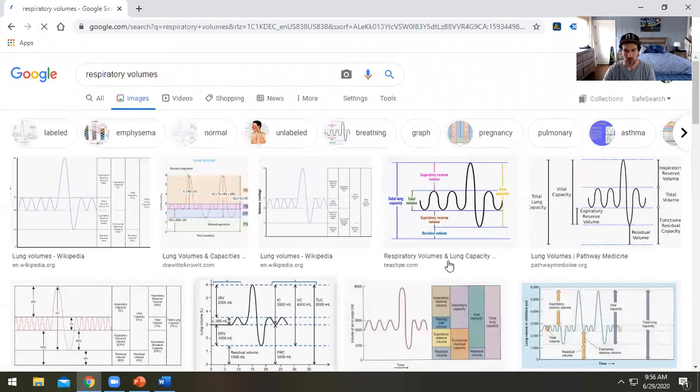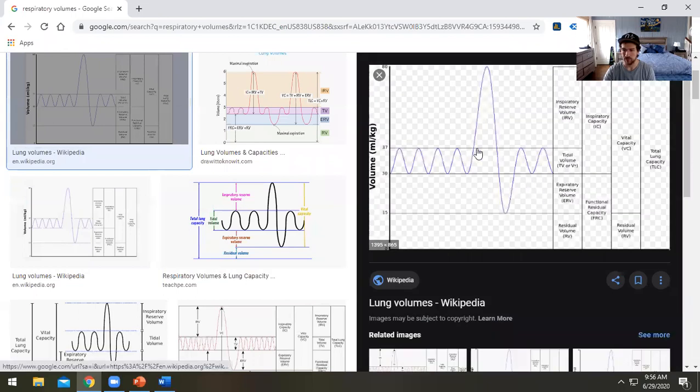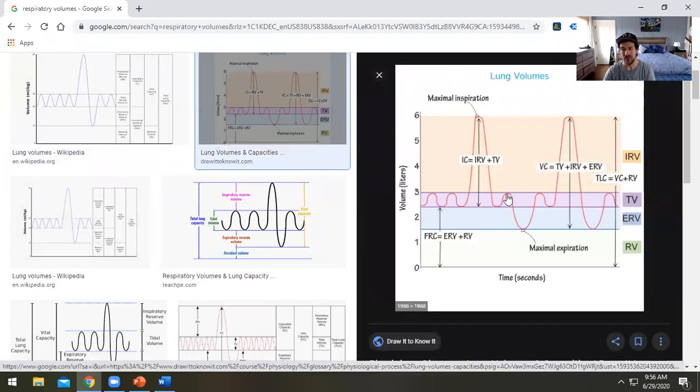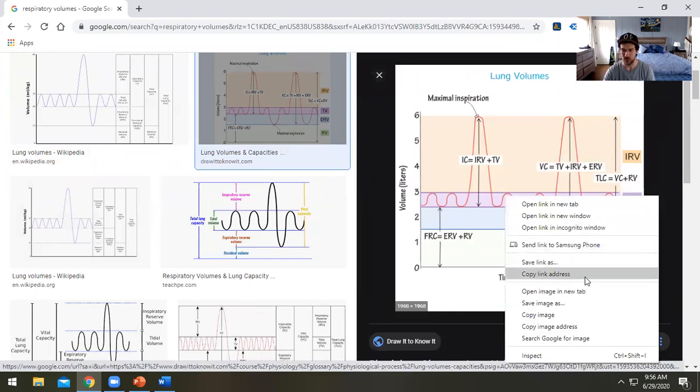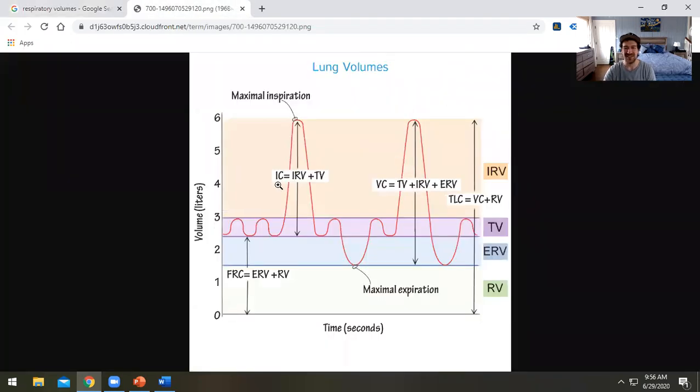There we go. Okay, so this chart right here has a clear background. This chart right here has math in it. Don't pay attention to these formulas. But these are your different respiratory volumes, okay? So you have what is called your maximal inspiratory reserve, or your IRV. And this is basically the maximal amount of space that you have in order to breathe in.